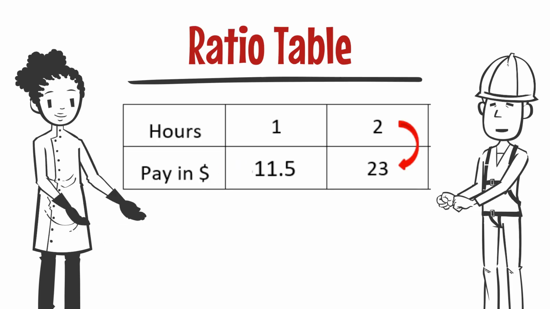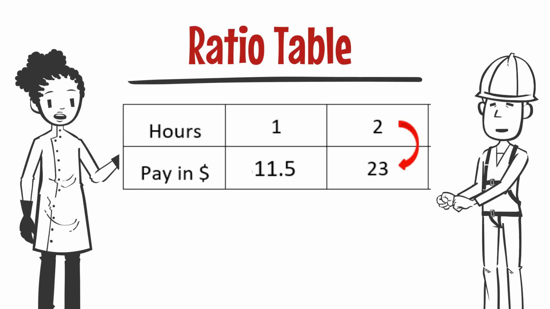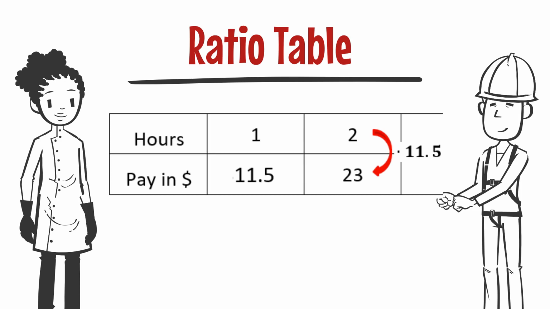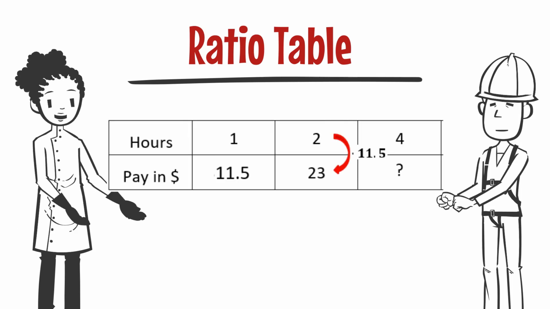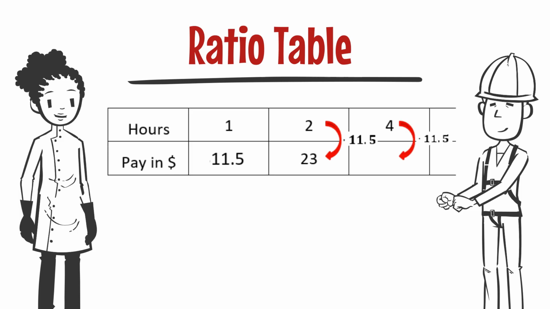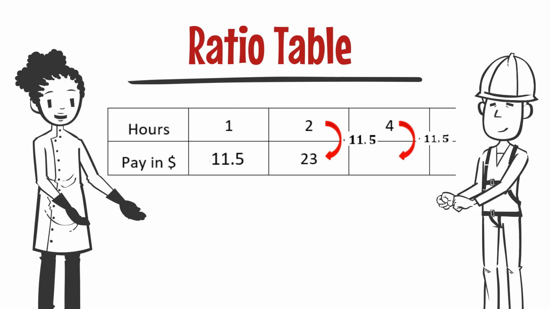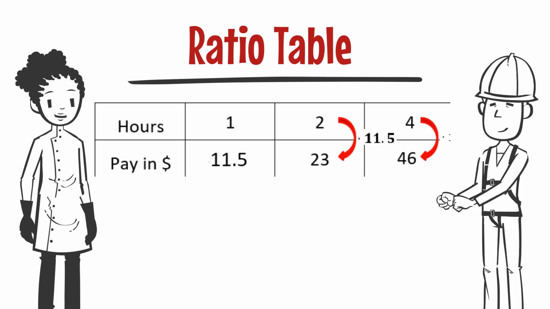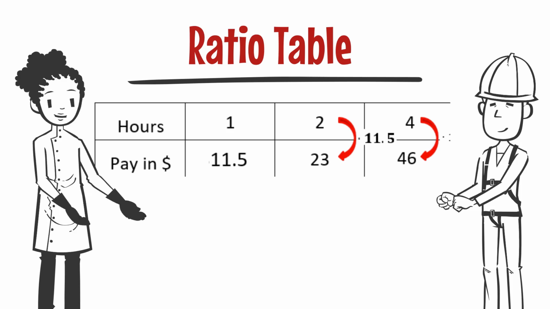Another way we can figure this out is by looking at the relationship between the number of hours worked and the amount that Alan is getting paid. Since I know my unit rate is $11.50, I can multiply 11.50 by the number of hours, which will give me the amount that Alan makes. And if I wanted to figure out how much Alan would make for 4 hours, I would just multiply 4 times $11.50, which means that Alan would make $46.